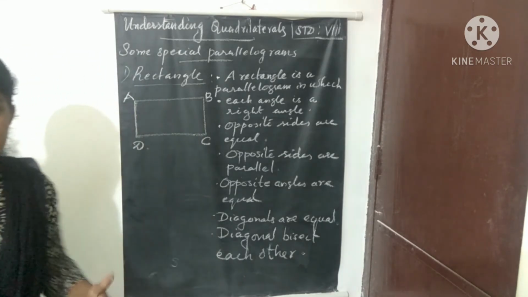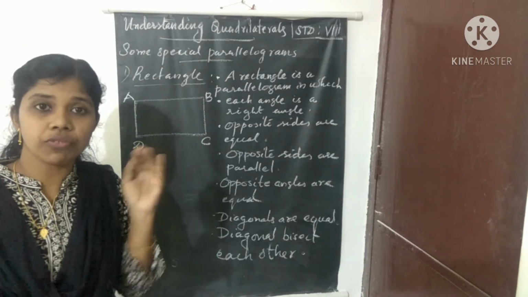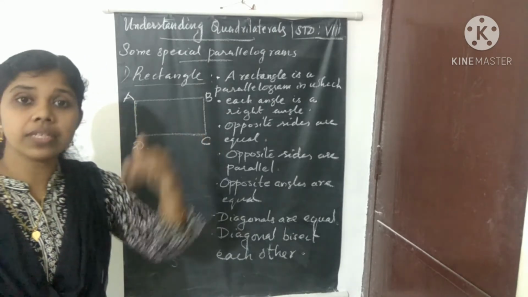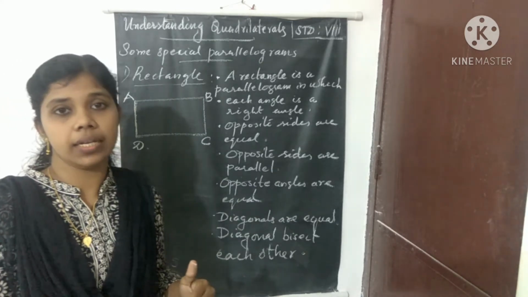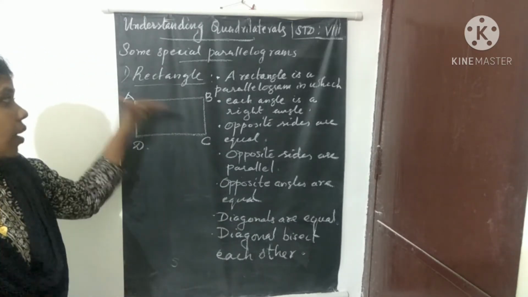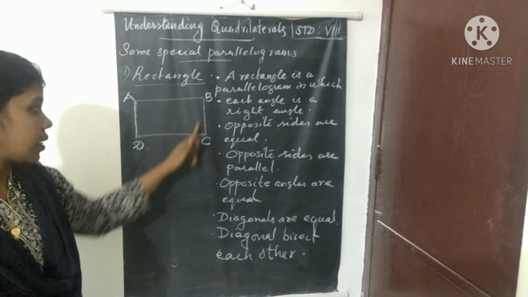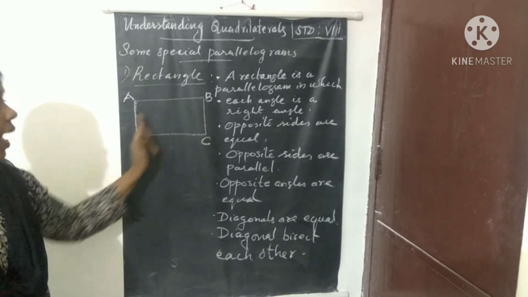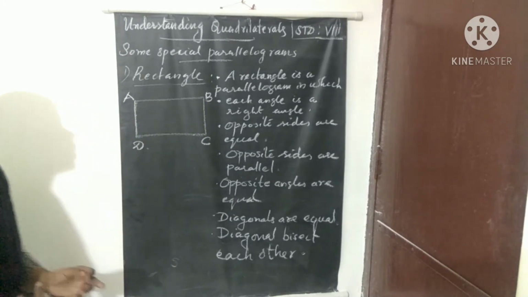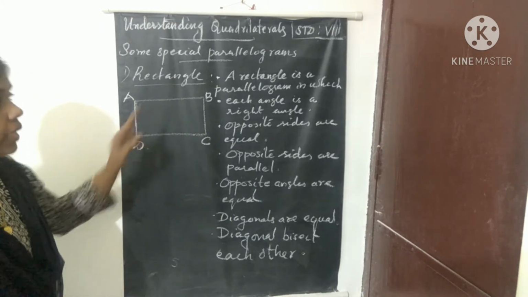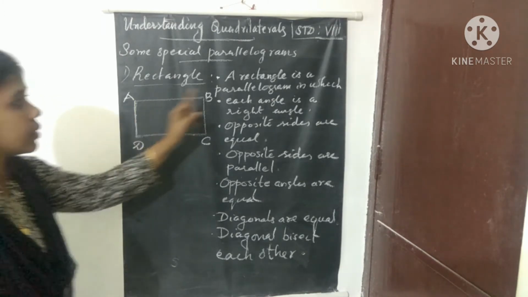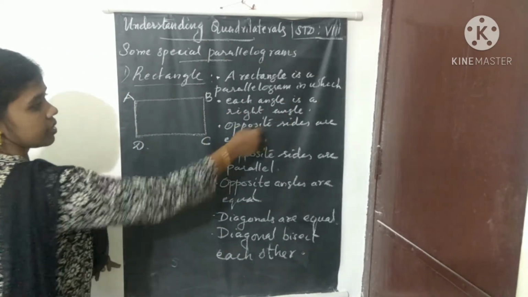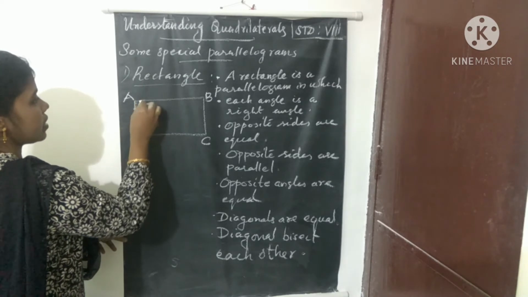Yes, a parallelogram is a quadrilateral, that means a four-sided polygon, in which opposite sides are parallel. So it is called a parallelogram. Here, this is a rectangle with four sides and four angles. That means it is a quadrilateral. Then a rectangle is a parallelogram in which each angle is a right angle.